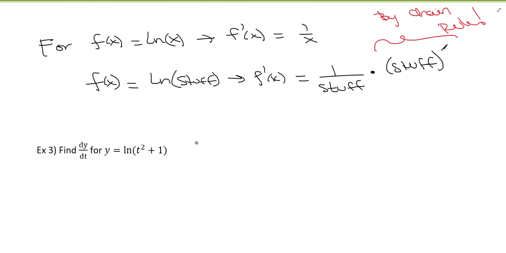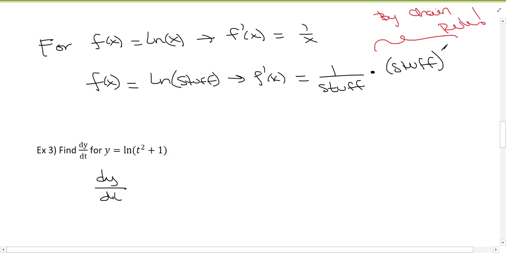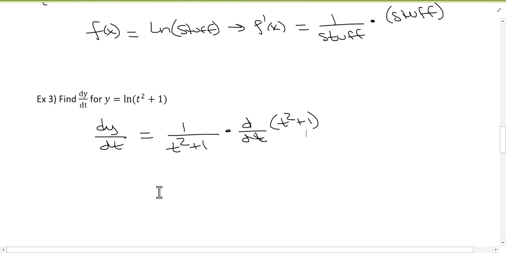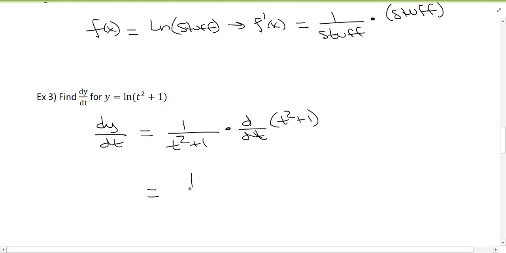So using the chain rule, my derivative here, dy/dt, is equal to, I have ln of stuff, so it'll be 1 over the stuff, t squared plus 1, times the derivative, in this case with respect to t, of the stuff. So what do I get? This is going to be 1 over t squared plus 1 times 2t, the derivative of that, and so we can simplify it to be 2t over t squared plus 1.